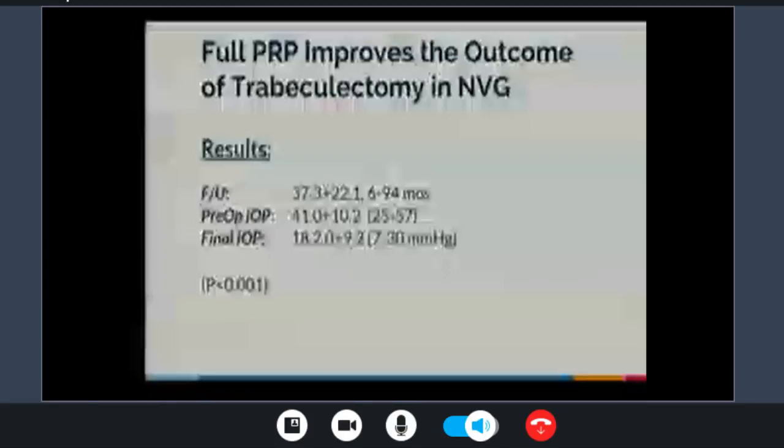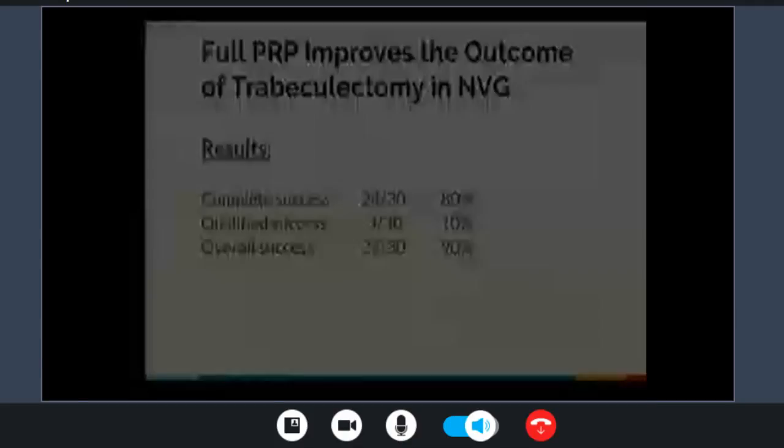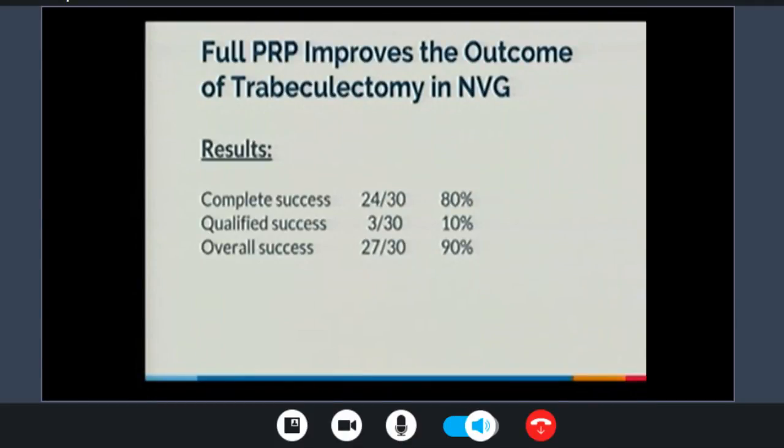Our results after a mean follow-up of almost 3 years, ranging from 6 months to 8 or 9 years, I'm not sure: the mean preoperative IOP was reduced from 41 to 18, and the number of medications was reduced from 3 to 0.3. We achieved complete success in 80% of cases after a mean follow-up of 3 years, 24 out of 30, and overall success was 90%, 27, with 3 eyes that needed further surgical intervention.